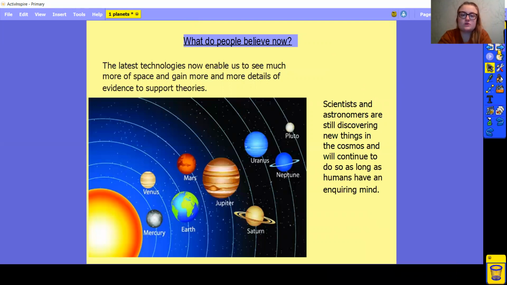So then nowadays, what do people actually believe? The latest technologies now enable us to see much more of space and gain more and more details and evidence to support the theories. So we've got more and more evidence now to support the heliocentric solar system, that the sun is in the middle and that the other planets orbit around the sun. Scientists and astronomers are still discovering new things in the cosmos and will continue to do so as long as humans have an inquiring mind.